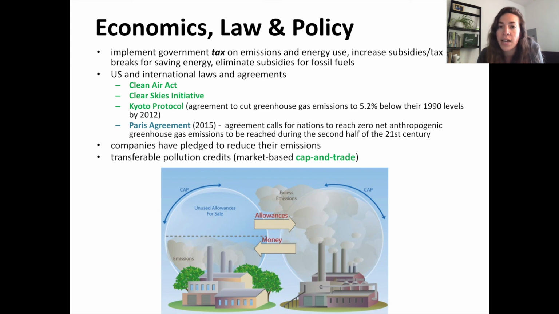Taxes on emissions, taxes on energy use, subsidies and tax breaks for people who are saving energy, and policies to eliminate fossil fuels and subsidies for fossil fuels are now going into place. California recently made a commitment to stop oil drilling, essentially, by I think it was 2024 or 2034. And hopefully those pushes will start to really get the ball rolling and we'll see a lot more change coming down the line.